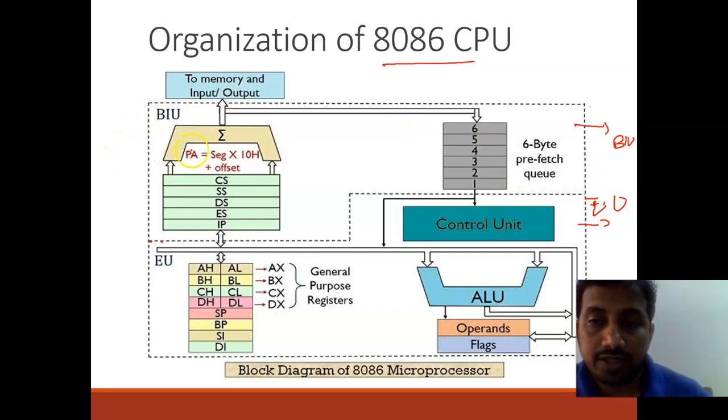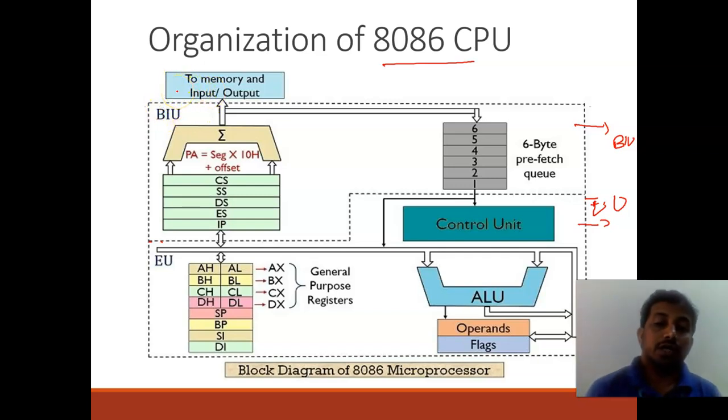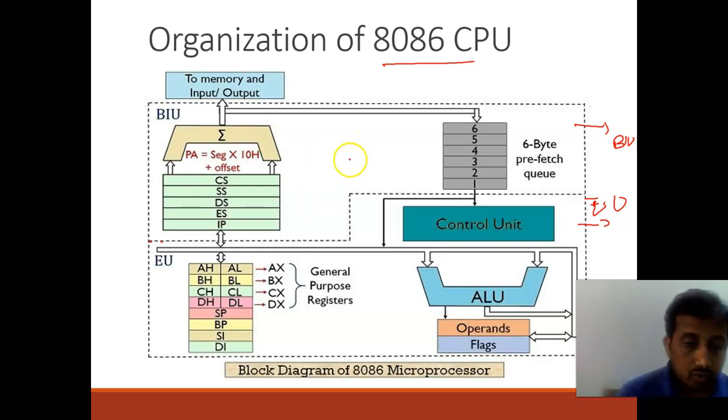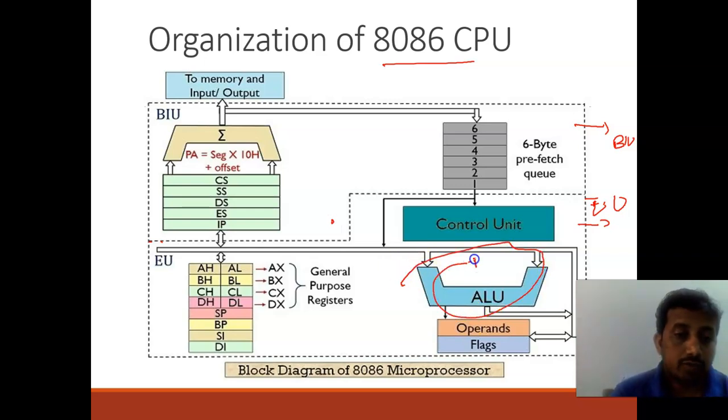The top one is the bus interface unit, which goes to the memory, collects the data, and gives it to the execution unit. The main part of the execution unit is the ALU. The ALU does the processing, gets the result, and stores it either in the registers or sends it out again.